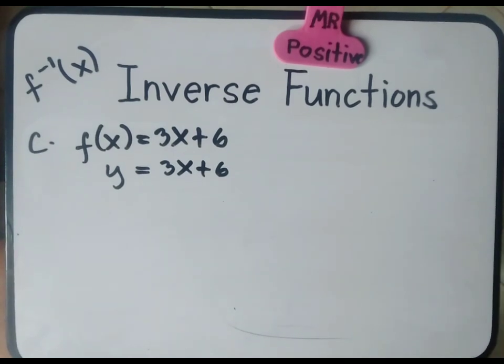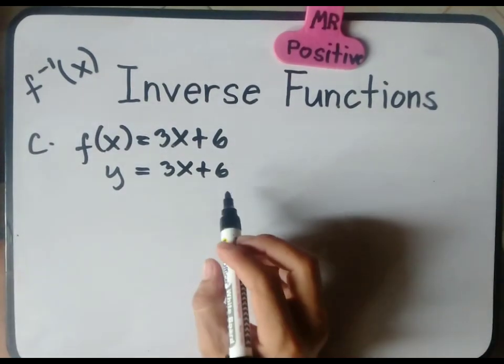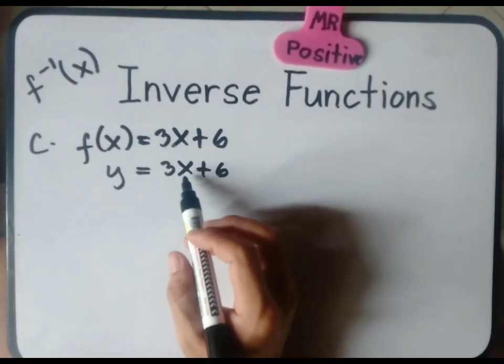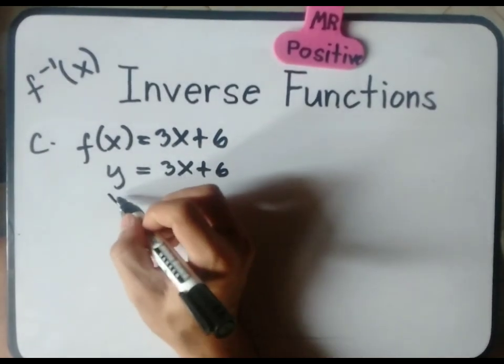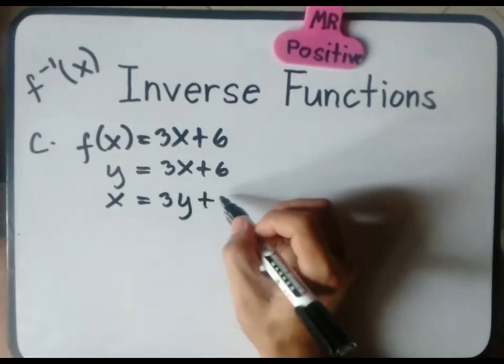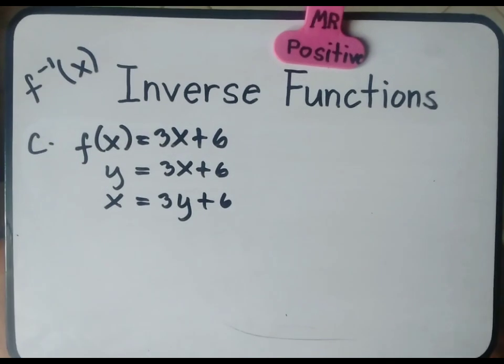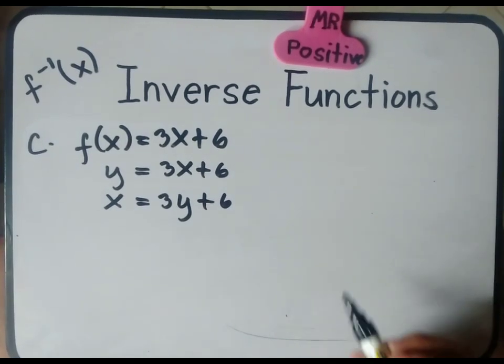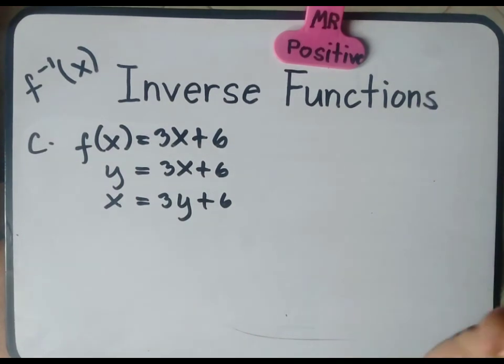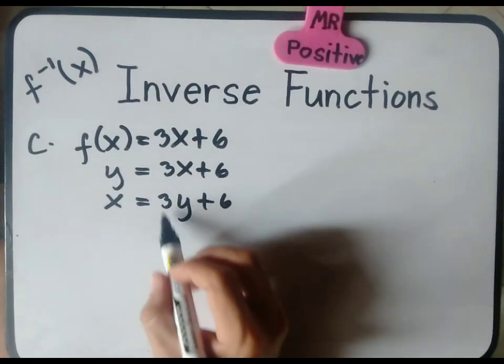Okay, the next rule is interchange x and y. The y will become x, and the x will become y. So, x is 3y plus 6. Third step, solve for the new y in the equation. In step 2, this is our new y.